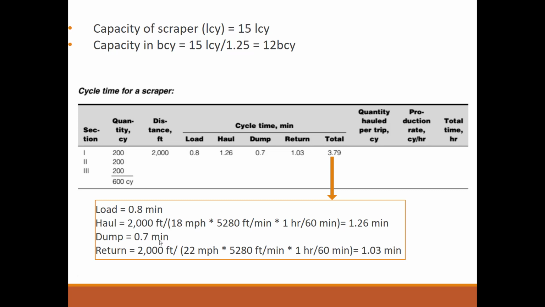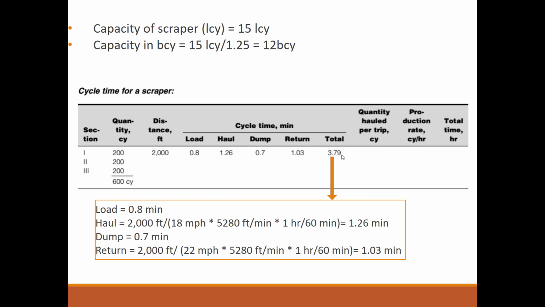My dump is a standard number of 0.7 minutes, and then my return is the same as my haul, but the only difference is going to be my speed, which is 22 miles per hour. These 3 numbers are going to give me a total, which is the cycle time, very similar to what we have been doing before in class in equipment, which is 3.79.